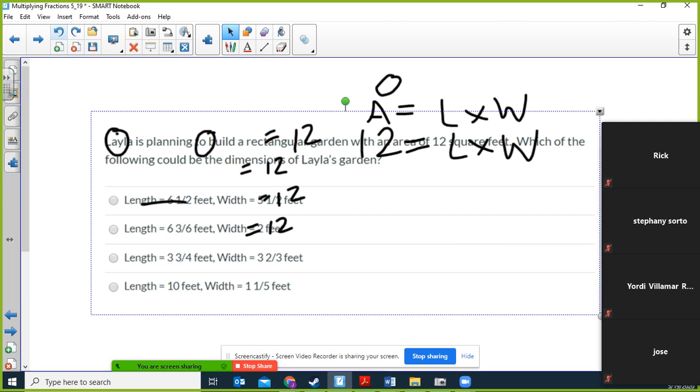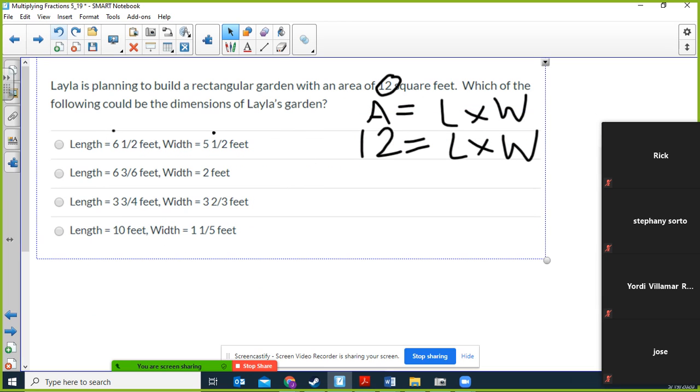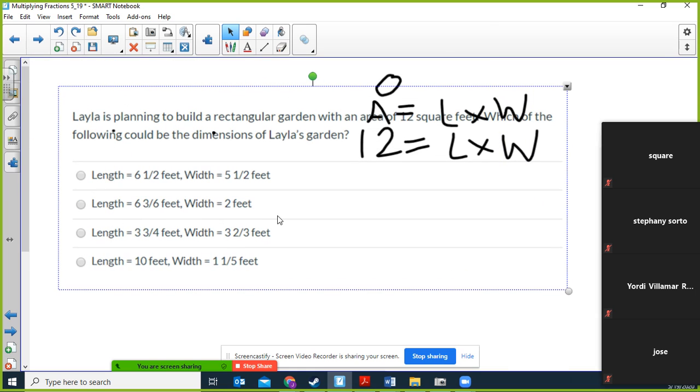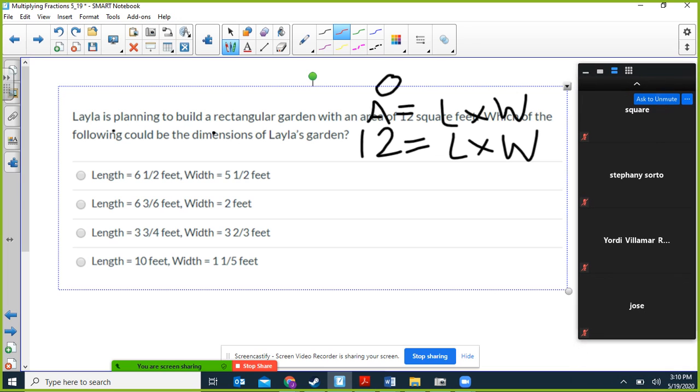All right, if you had a length of 6 and a width of 5, your area would be what? 6 times 5. What would your area be? 6 times 5. Anybody? Come on, if y'all are here, y'all gotta participate. You can unmute yourself. Talk.